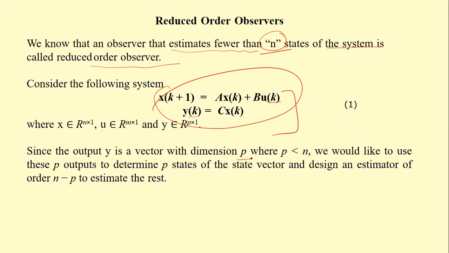And it has dimensions p. So we may have one output, or we may have many outputs, right? And the number of outputs is generally less than the number of states.